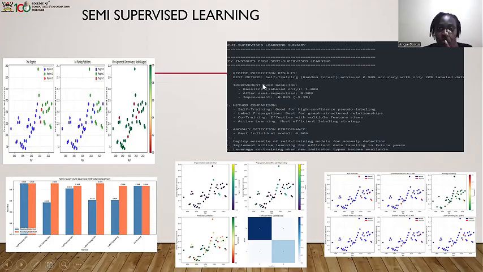Like here, for regime prediction, we used the random forest and measured improvement over the labeled-only baseline. After semi-supervised learning, 0.909, the improvement shows a negative 9.1%. The method comparison: self-training, good for high-confidence pseudo-labeling. Label propagation, best for graph-structured relationships. Co-training, effective with multiple feature views. Active learning, most efficient labeling strategy.